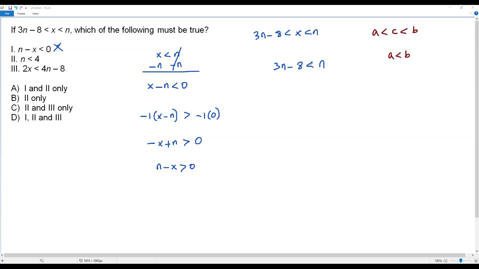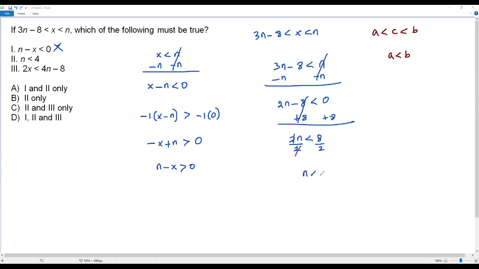Now we have to solve for n in this inequality, because the second statement is talking about the values of n. To solve for n, first I subtract n from both sides. When I do so, the positive and negative n cancel out. When I simplify, I'm getting 2n − 8 < 0. Now I'm adding 8 to both sides. Then the −8 and +8 cancel out. I'm getting 2n < 8. Then I divide both sides by 2. This 2 cancels out. I'm getting n < 4. So now I'm getting the result n < 4. This is exactly what we have in statement 2. So statement 2 is correct.